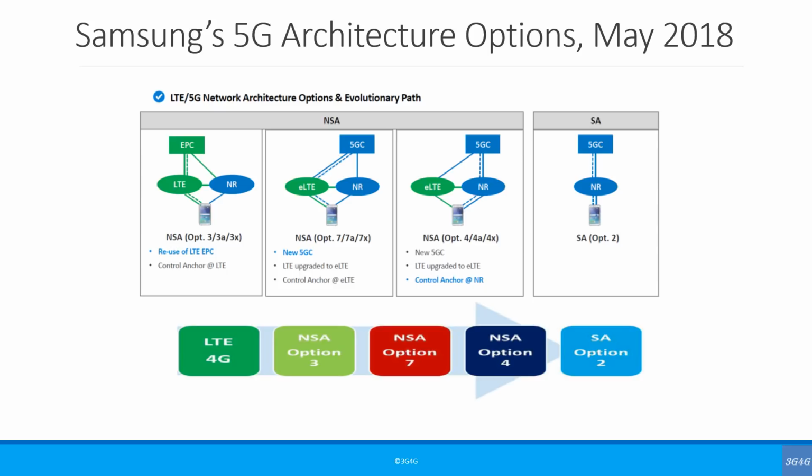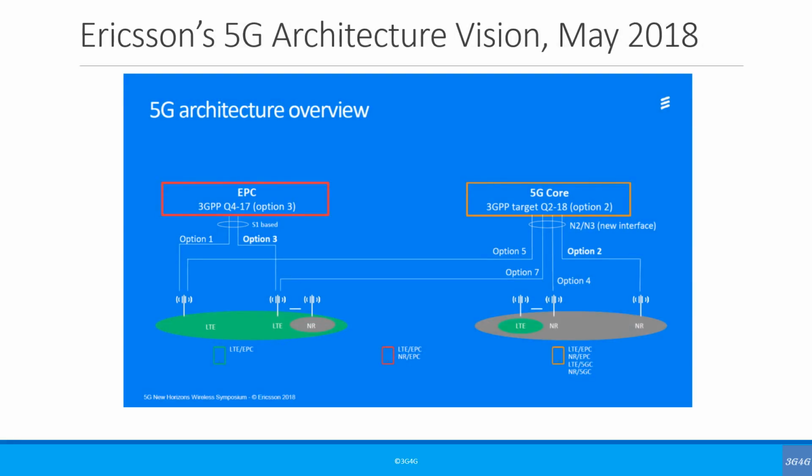Samsung is suggesting that the best way forward will be option 3, then option 7, then option 4, and then finally option 2. Okay, so this is similar to what I mentioned earlier. Ericsson's suggestion is option 3 initially and then option 2 when the 5G core is ready.